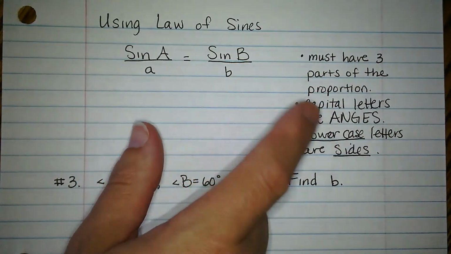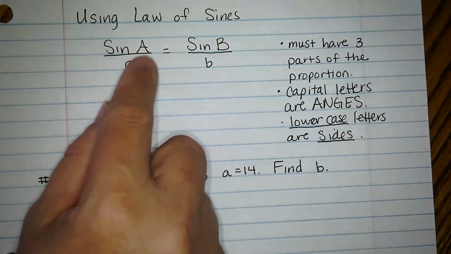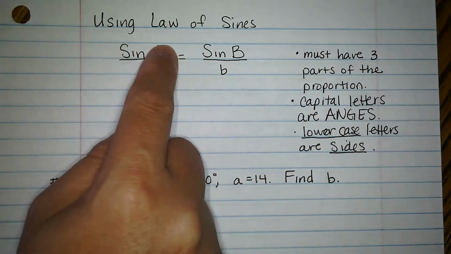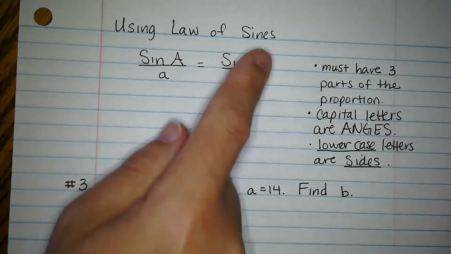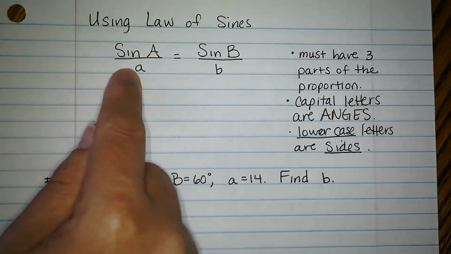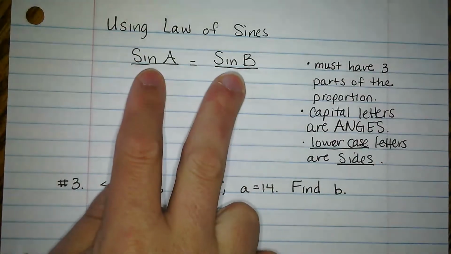The second thing you need to recognize is what is where. So the capital letters are the angles. So we only put the degrees with the sine function. So whatever the degrees are can go in the capital position, and the lowercase letters are the side lengths that are opposite those, and those go in the bottom position.